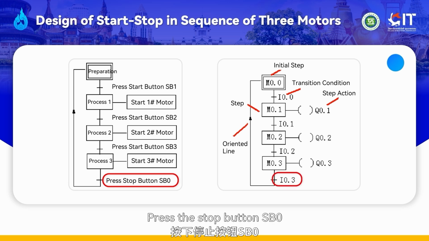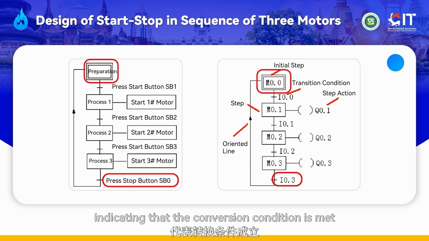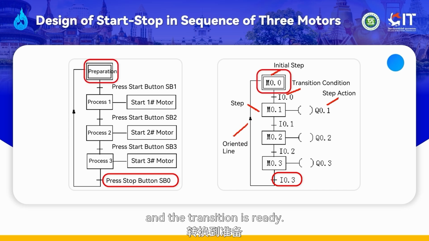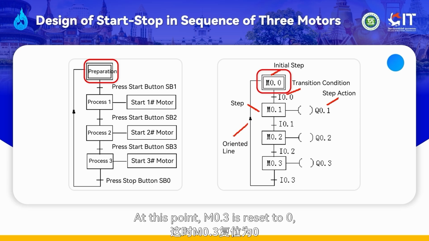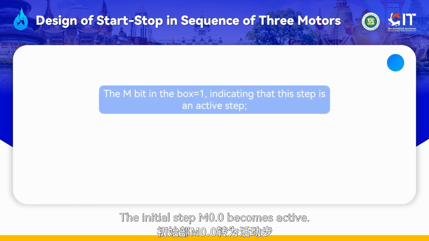Press the stop button SB0 to activate I0.3, indicating that the conversion condition is met and the transition is made to the initial step M0.0. At this point, M0.3 is reset to 0, step 3 M0.3 is inactive, and M0.0 is set to 1. The initial step M0.0 becomes active.